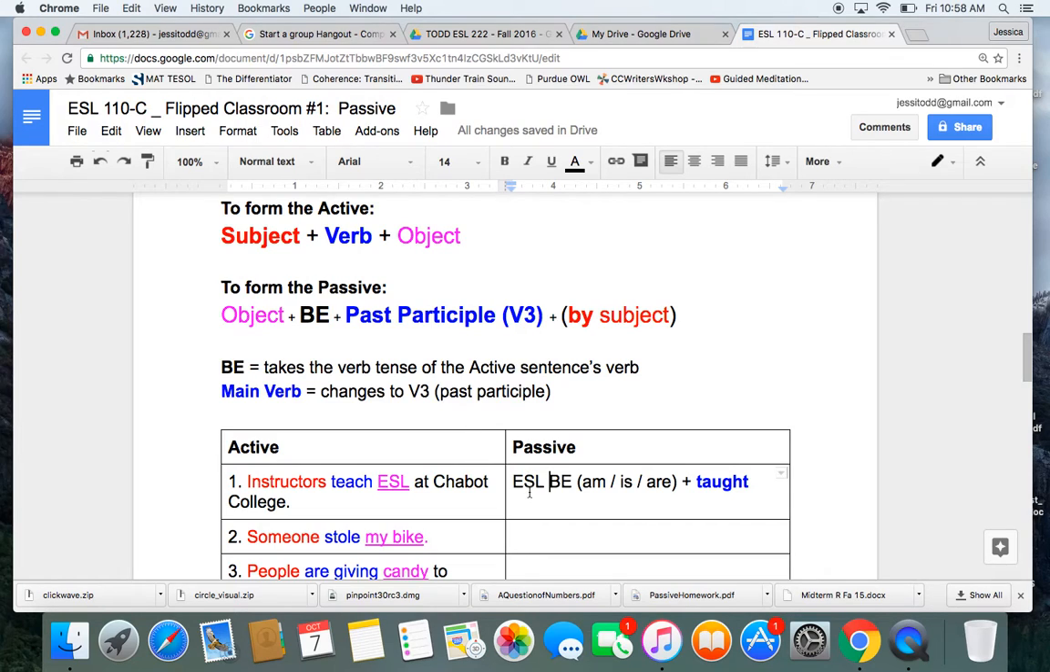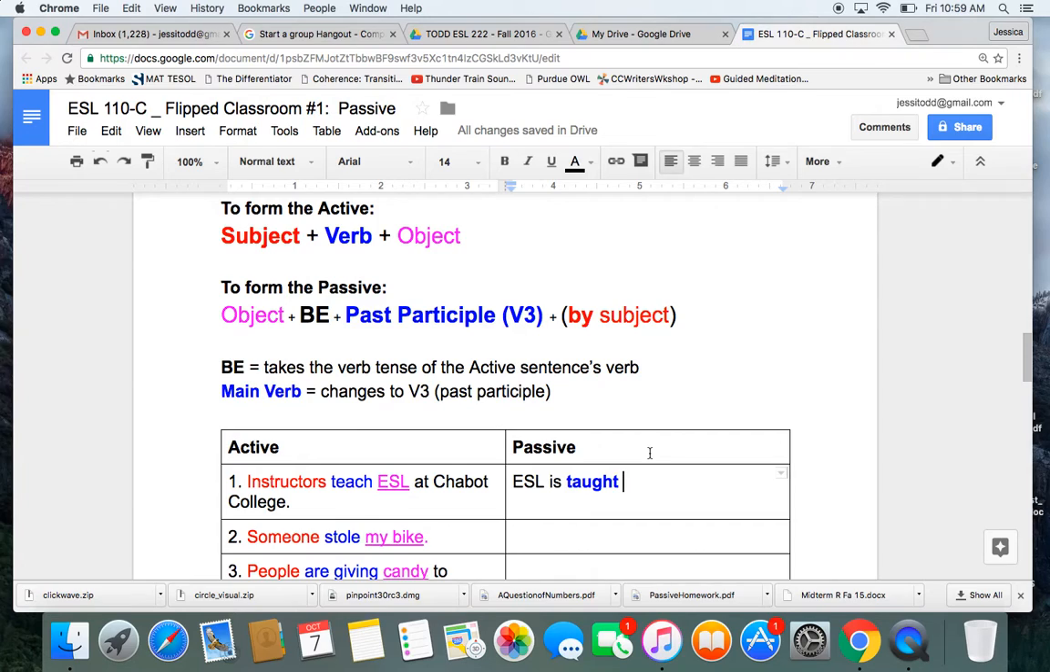And now that helps us understand which form of be to use, right? We can say ESL am, ESL is, or ESL are, okay? We want to choose is because ESL is a thing, right? ESL is taught. Now the last thing we need to do is to think about the by phrase.